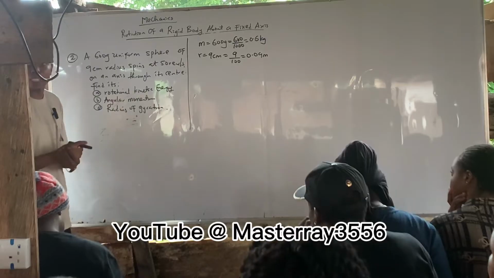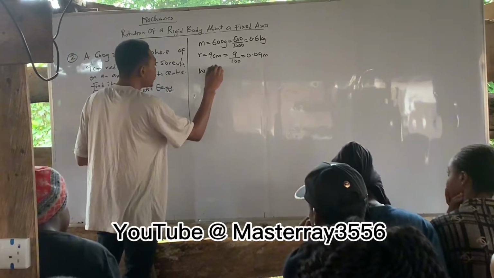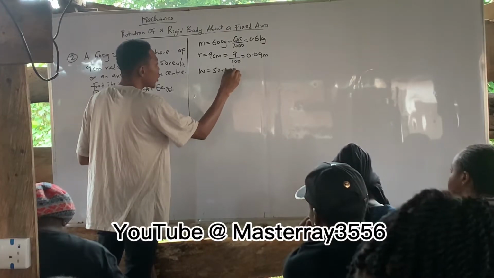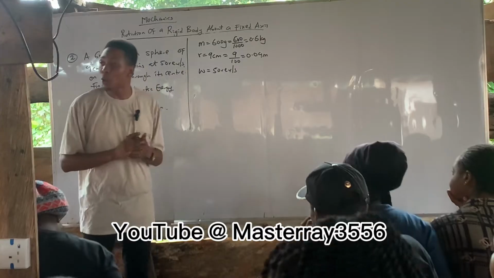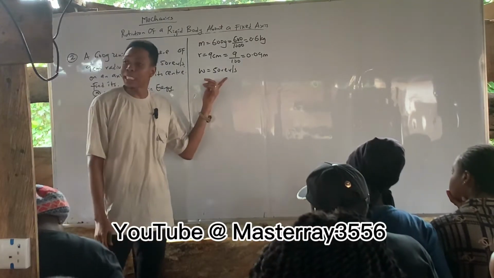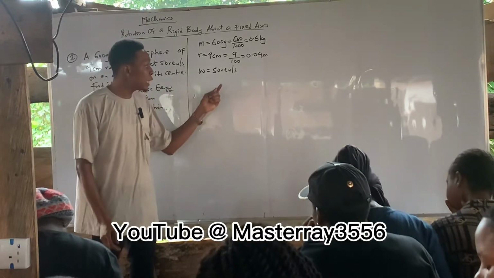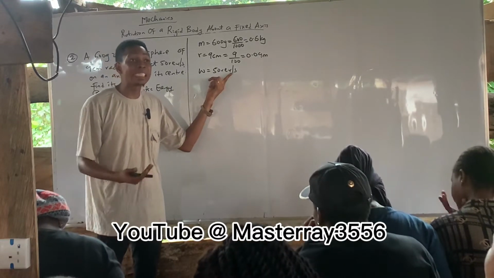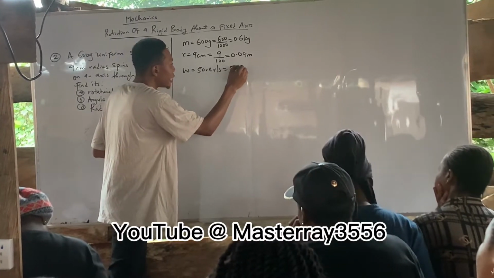They say 50 rev per second. Rev per second is represented as what? Omega. So here we're getting our ω to be 50 rev per second. What do you do? Convert to rad per second, by multiplying by what? Do you need to divide by 60? No. Why? Because it's in seconds, right? Supposing it's per minute, what do you do? Divide by 60.